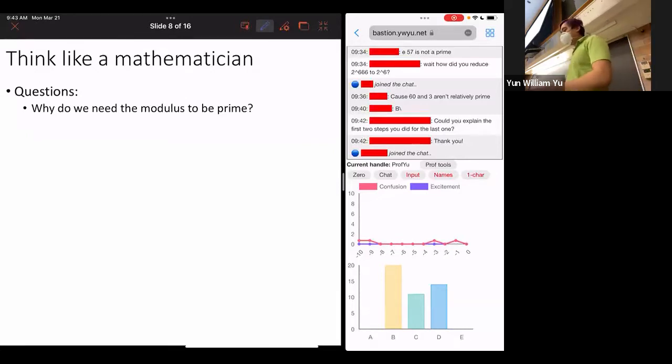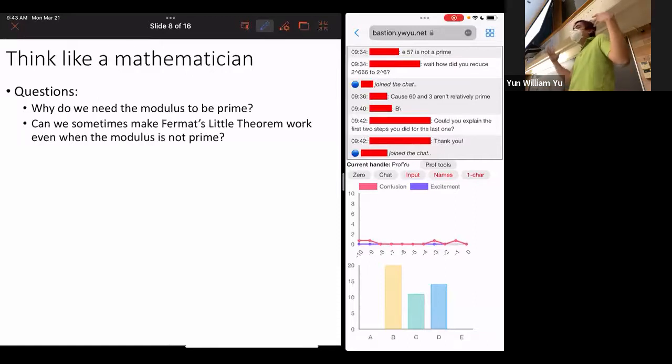Then another question might be, well, what if the modulus isn't prime? Can you still get something that's sort of like Fermat's little theorem? Can you still do something similar? Because Fermat's little theorem makes things a lot easier. Is there anything analogous when you don't have prime modulus?